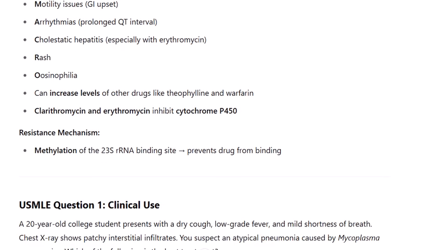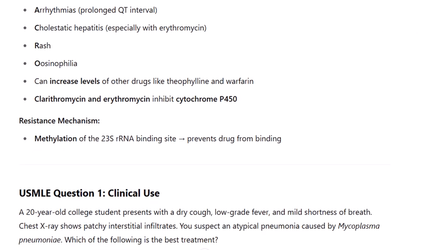Resistance mechanism: methylation of the 23S rRNA binding site prevents the drug from binding.